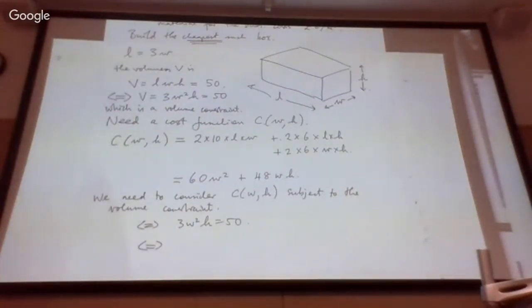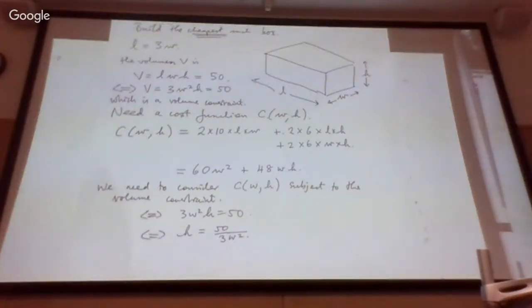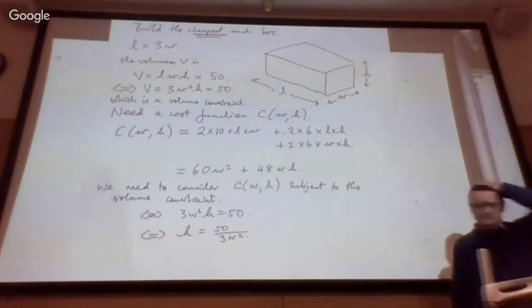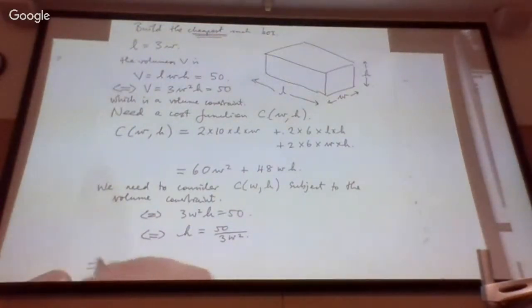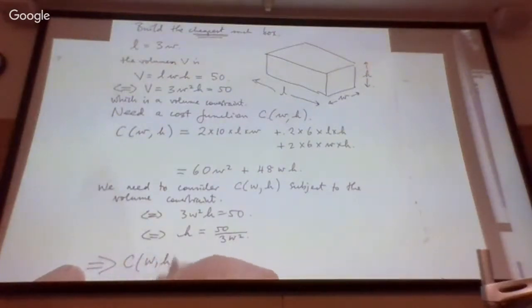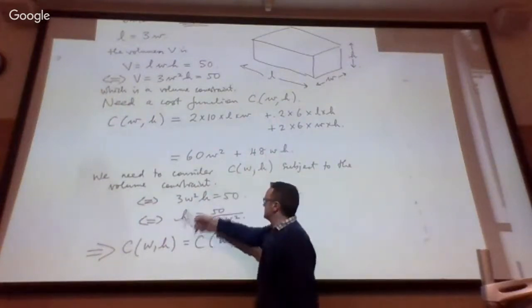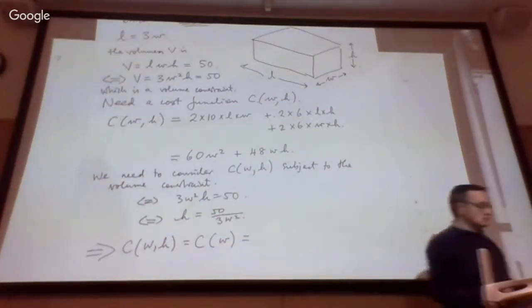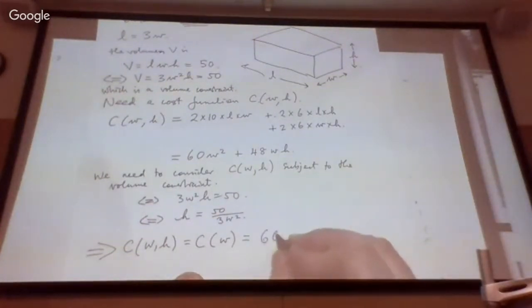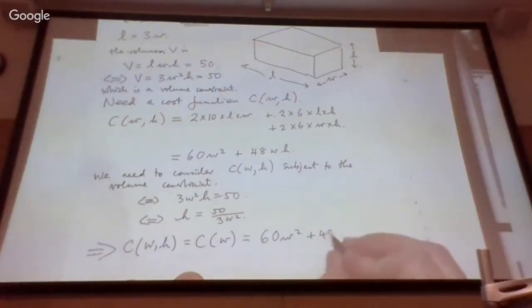How do we proceed with this algebraically? Well, we write one of the variables in terms of the others. So we'll write our h as 50 over 3 times w squared. So that implies that our cost function, which was originally a cost function of two variables, we can now think of as just a cost function of a single variable w, because we can eliminate the h from being explicitly mentioned, because the h is given in terms of the w. So it's going to be 60w squared, let's get at that bit, plus 48w times 50 over 3w squared.